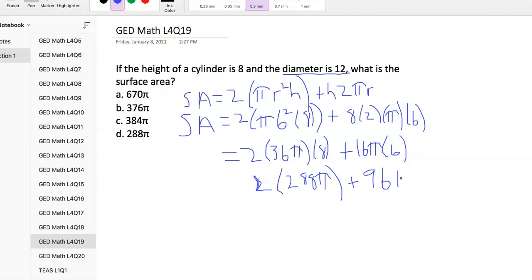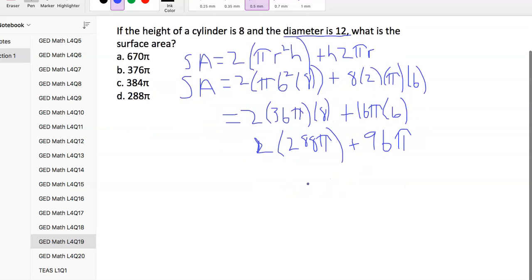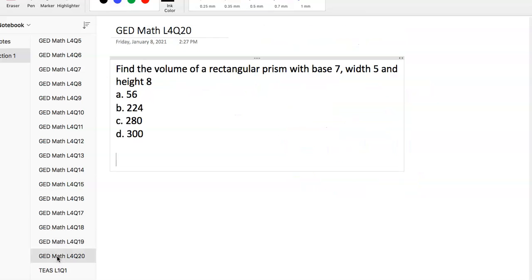So it's starting to look more manageable. 2 times 288 is 576, so now we have 576 pi plus 96 pi, and then we end up with 672 pi at the end. That was a mess, but I'm glad we got through it.